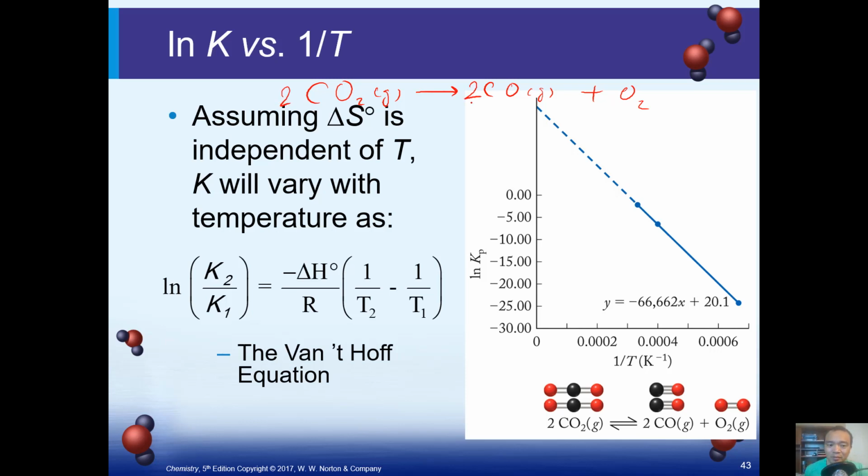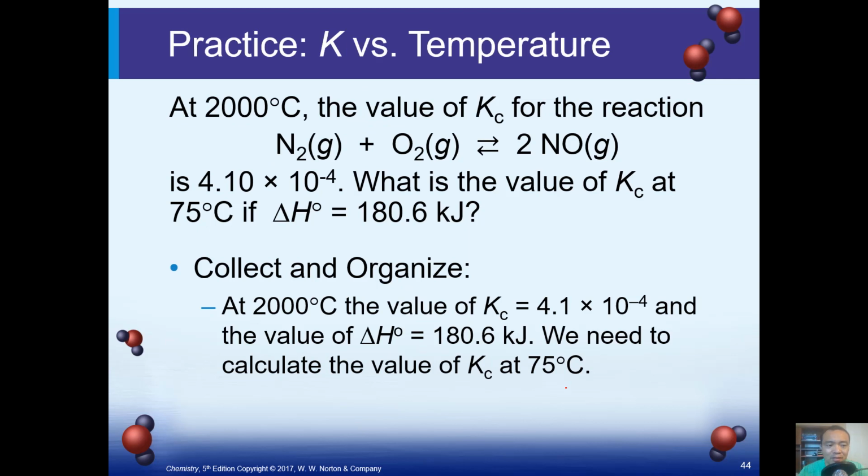Based on experimental data, we have this plot over here, and you will be able to plot the natural log of equilibrium constant versus the inverse of T. Let's do a practice question. At 2000 degrees C, the value of Kc of the reaction is given. And what is the value at a different temperature?